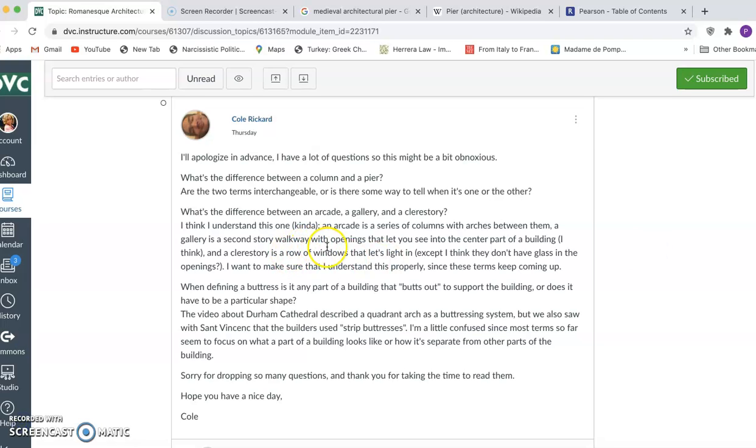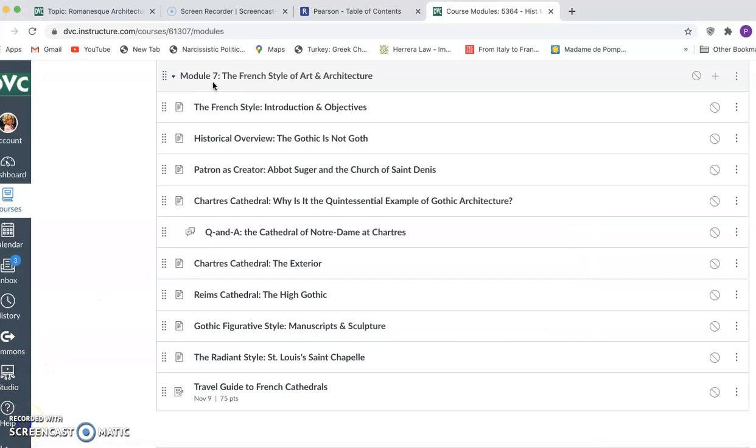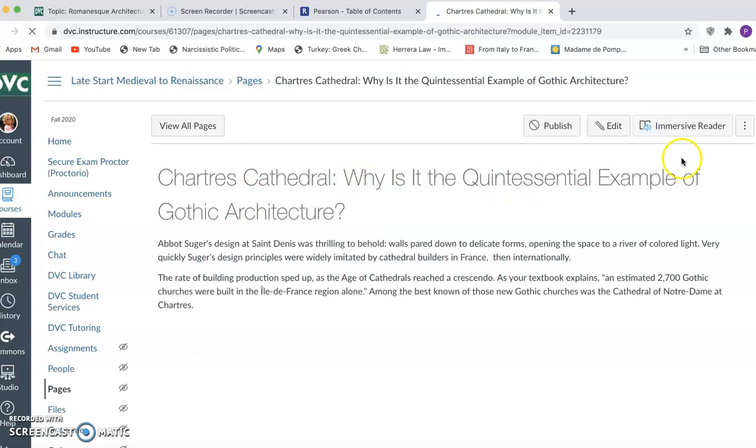So Cole goes on to talk about the elevation of the building in terms of how we're going to look at arcade, gallery, clerestory. This is incredibly important going forward as well. Let me show you. So as Module 7 invites you to look at what happens to cathedral building in France as it becomes the French style, you will look at this very important cathedral, Chartres Cathedral. Chartres is the place name.